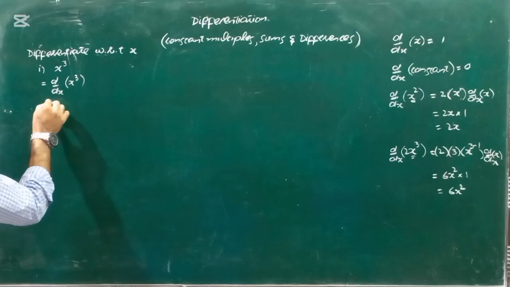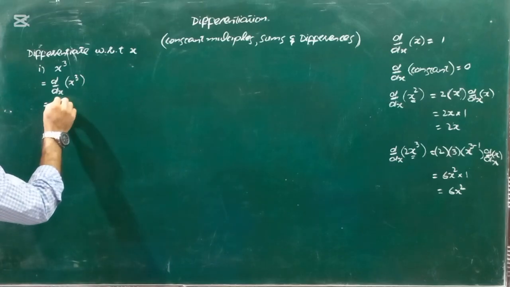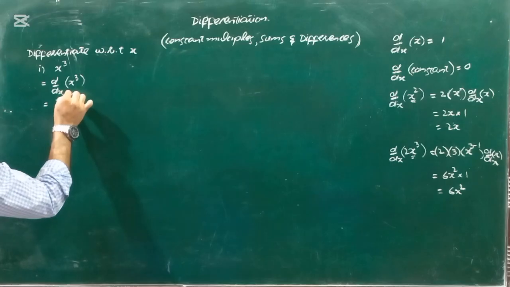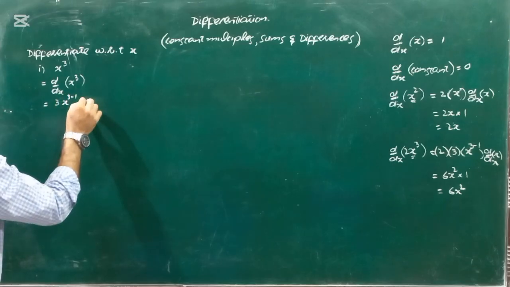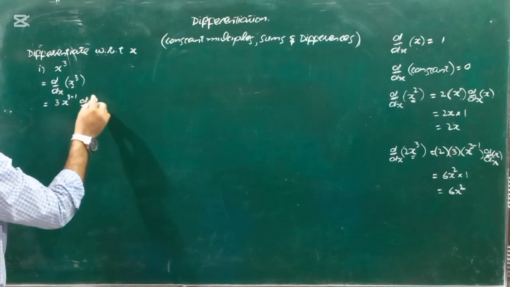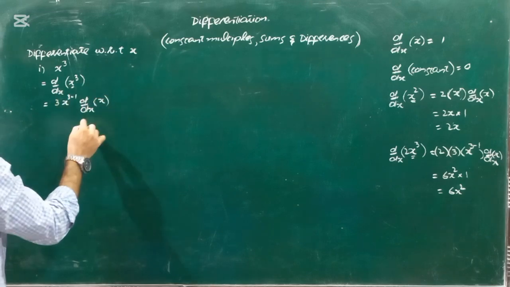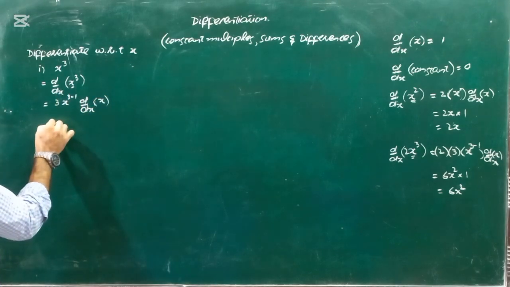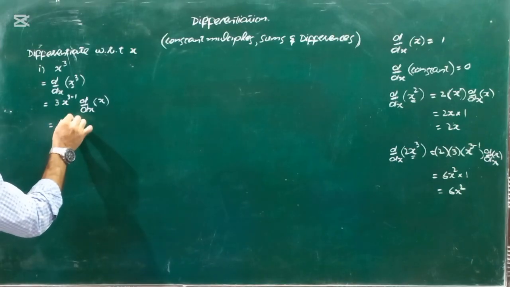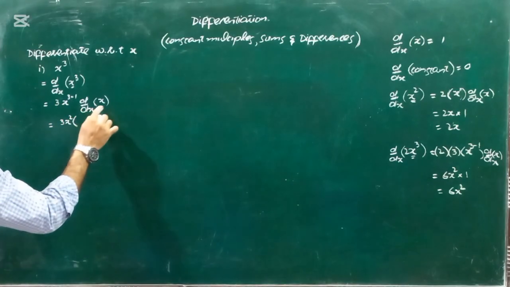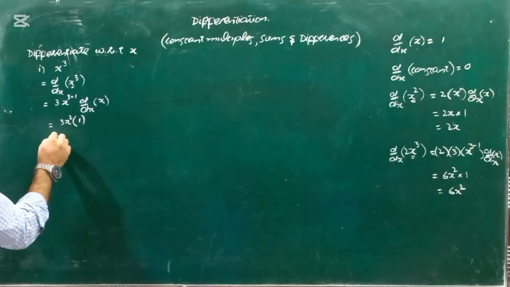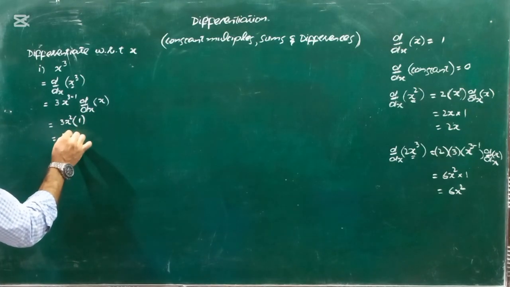So now the method will be the same. Power will come down. Make 1 less from the power. And take the differential of the variable which is having power. So this is the step. So now we will solve it. So 3x square into answer of differential of x will be 1. So 3x square is the answer.